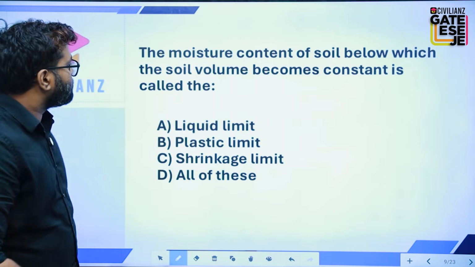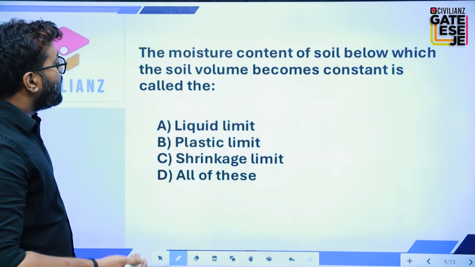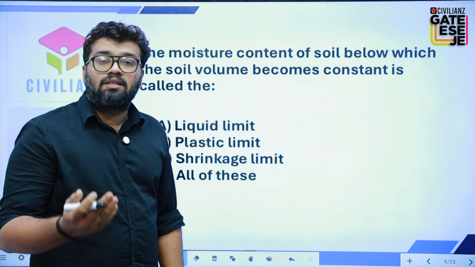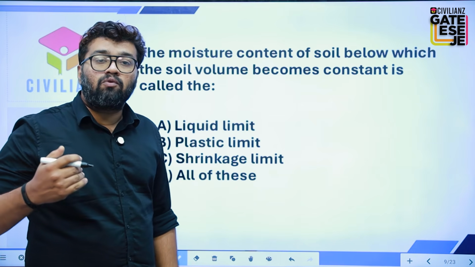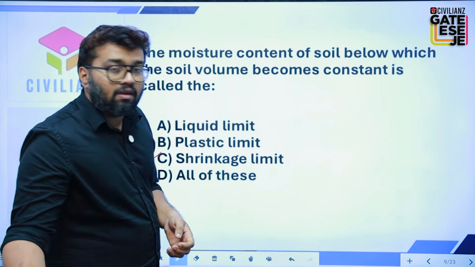Next question. The moisture content of the soil below which volume becomes constant is called. So the question is, the point after which the volume of soil does not change is called the shrinkage limit. We all know that.